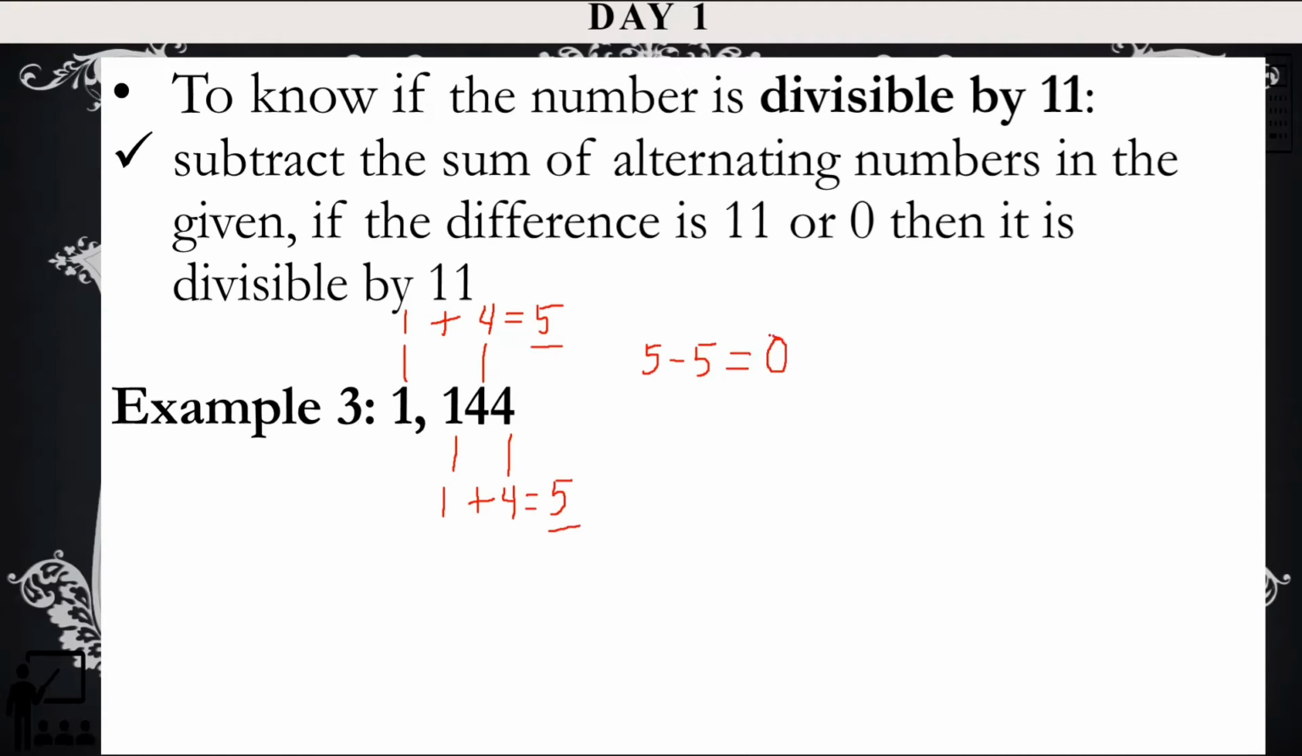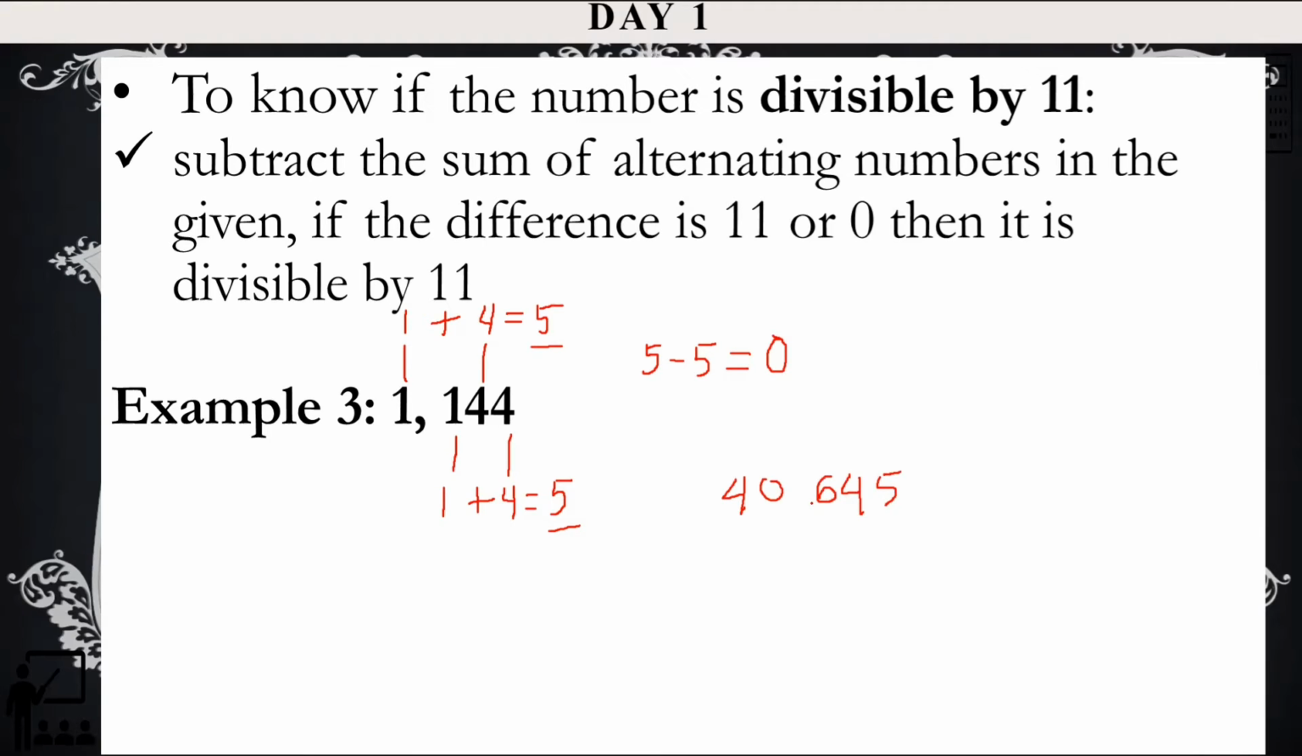So, again, if the given number, when you subtract the sum of alternating, and if the difference is 11 or 0, then it is divisible by 11. So, let me give you another example. So, let's have 40,645. So, let's try if this number is divisible by 11.